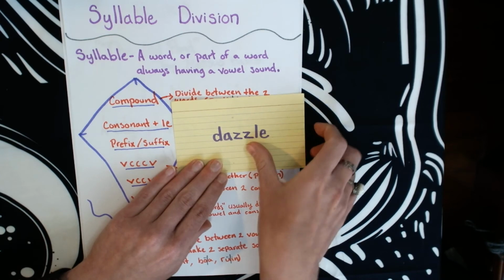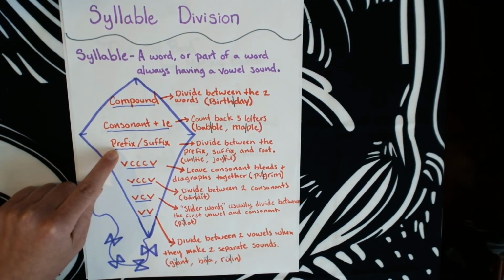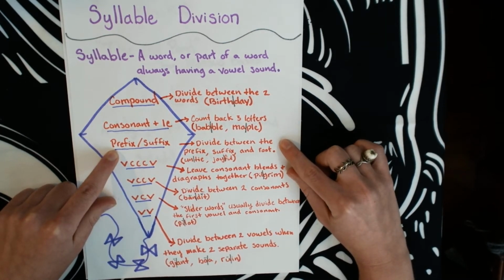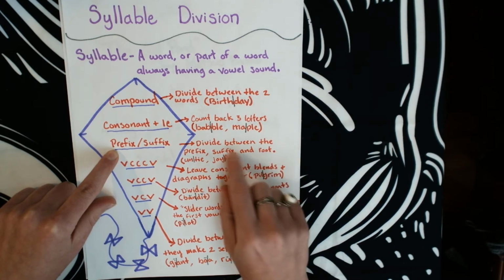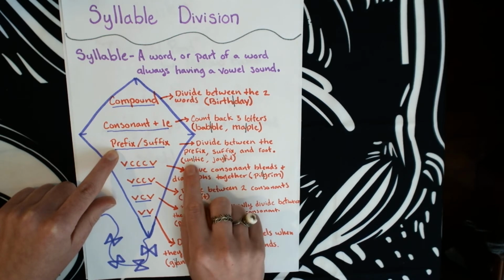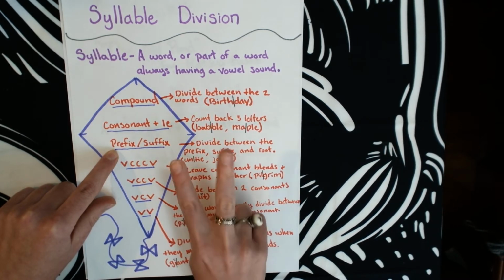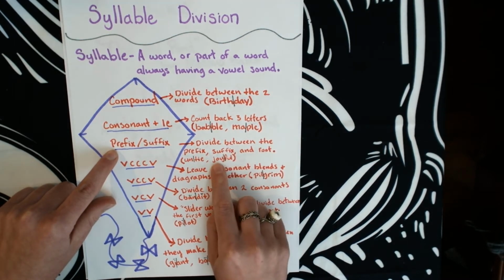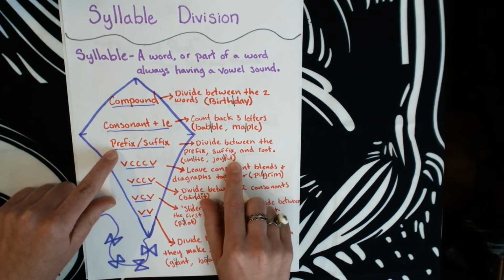Dazzle, dazzle. The next method for syllable division is in prefixes and suffixes. The rule is to divide between the prefix, suffix, and root. Sometimes we even put a little bracket around the suffix or prefix to box it in. So if we look at the word untie, un is a prefix I know that means not. So I would divide that syllable, untie, 2-syllable word. Joyful, full is a suffix I know that means full of. So I notice a suffix I recognize and know to divide it off of the root word for the syllable division to read the word fluently.